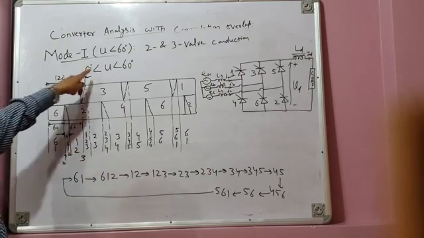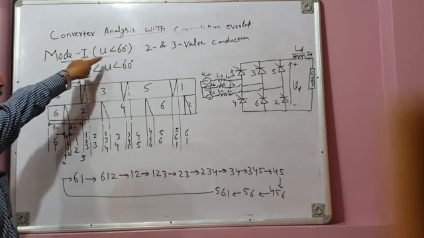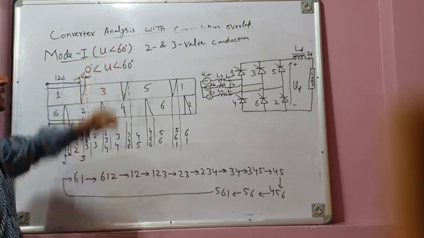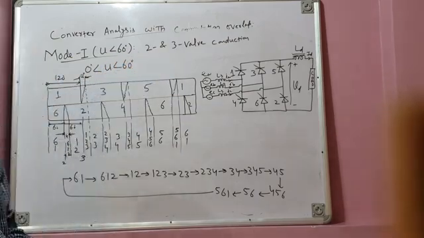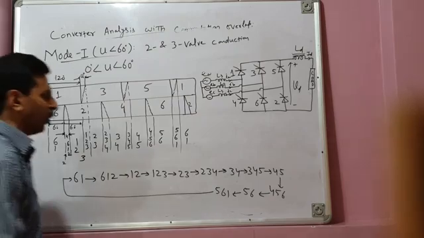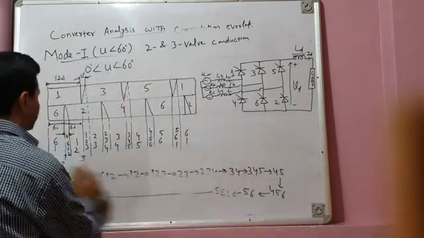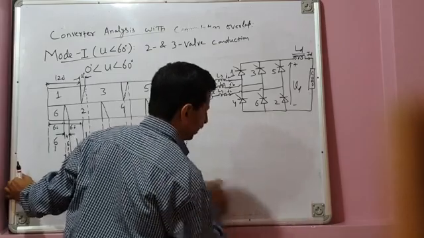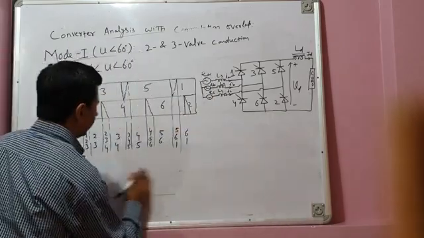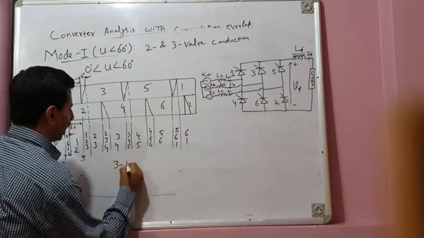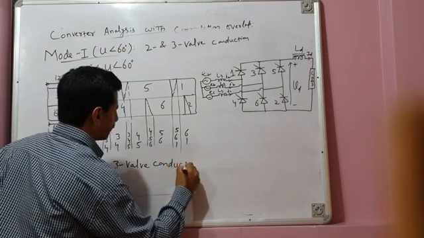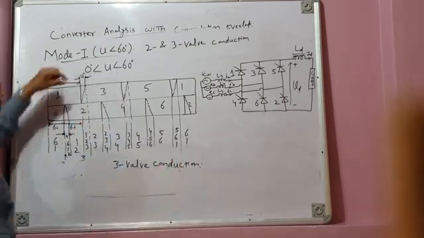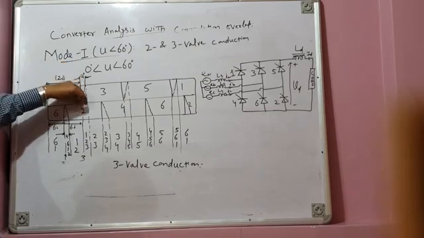So when u is less than 60 degrees, when there is commutation overlap and the overlap angle is less than 60 degrees, it results in 2 valve conduction and 3 valve conduction. Now the question is for how much period 2 valves are conducting and for how much period 3 valves are conducting. So I will write here 3 valve conduction. 3 valve conduction occurs for how much time? You can see 3 valve conduction occurs during this period, u degrees.